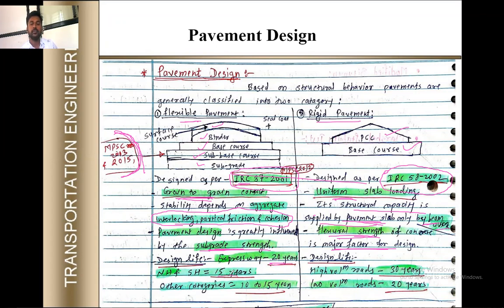Then the design life for the expressway is 20 years. National and state highway, it is 15 years. And other roads, it is 10 to 15 years. This is for the flexible pavement. This is a very important factor.